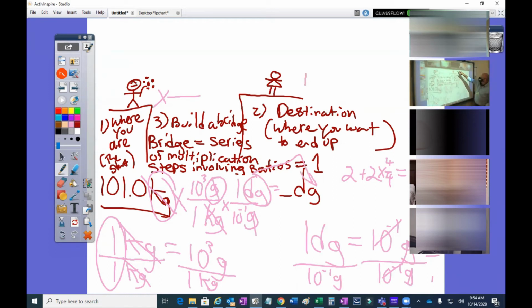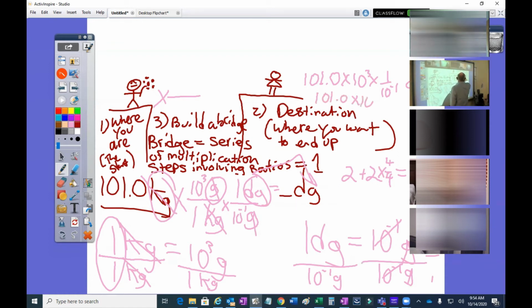The math tells me that if I multiply 101.0 times 10 to the 3 times 1 over 10 to the minus 1, the units will be decigrams. Look, kilograms crossed out kilograms, grams crossed out grams, decigrams remain. That's my unit. So there's my math. So I can rewrite that, or you can get a calculator.